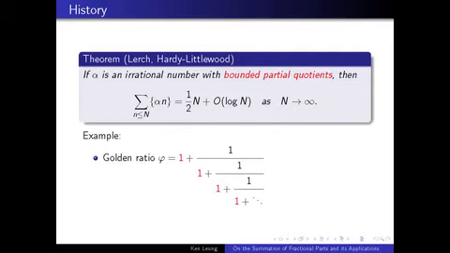So for the history, the fractional part sums have been studied by many mathematicians since 100 years ago. For instance, this theorem, first stated by Lerch and later proved by Hardy-Littlewood: if alpha is an irrational number with bounded partial quotients, then the fractional part sum is roughly a half times n with the error term of order log n as n tends to infinity. It's not really surprising, because the fractional part must lie between 0 and 1, so its expected value should be a half. So that's a reasonable main term.